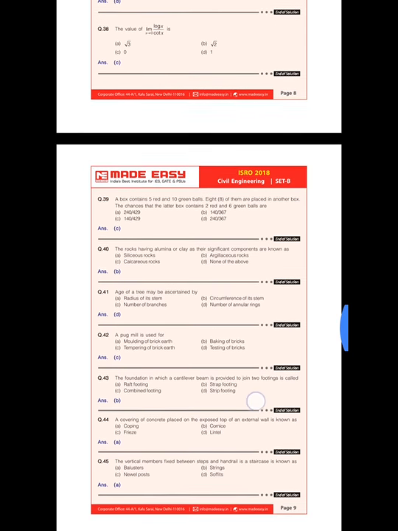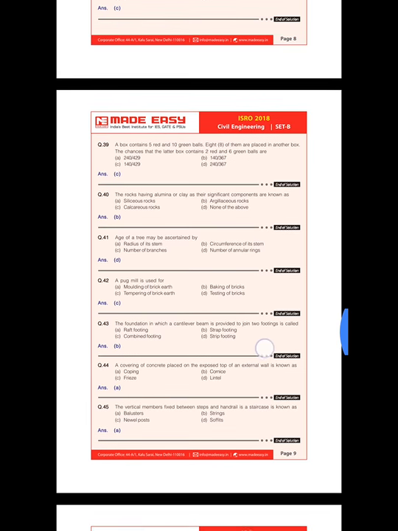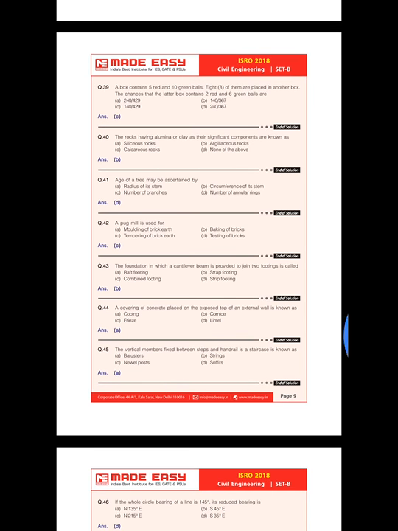The next question: the rock having alumina and clay as its significant components is known as. This is one of the most common questions. The answer will be clay and alumina, which is nothing but argillaceous rock.